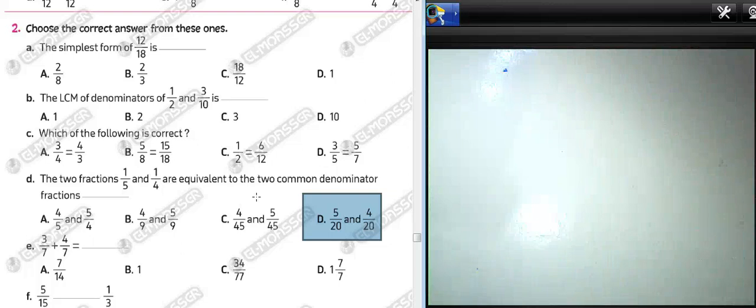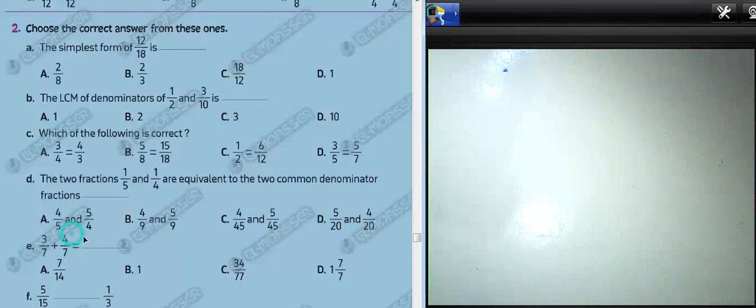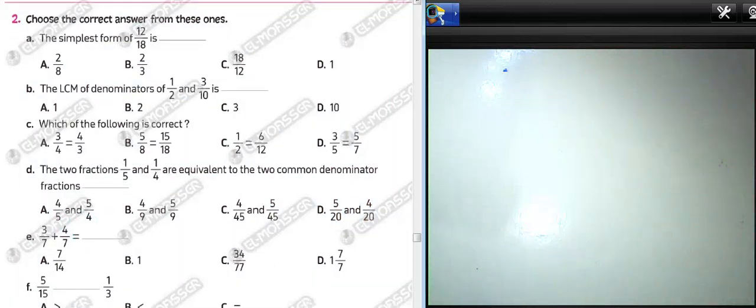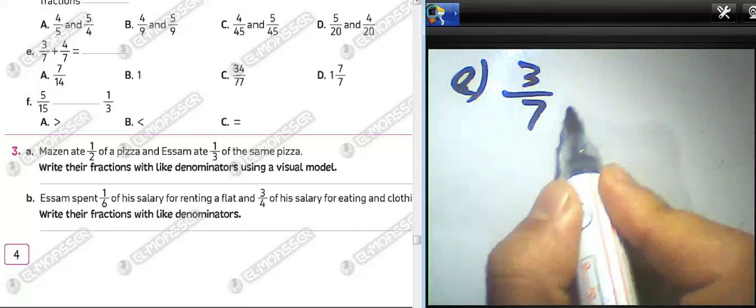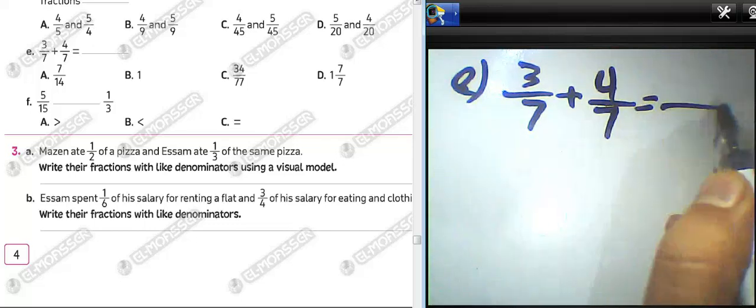Okay, next question, letter E here. 3 over 7 plus 4 over 7. We must write 7 in the denominator because we have like denominators here. You must write 7 in the denominator and then add the two numerators.